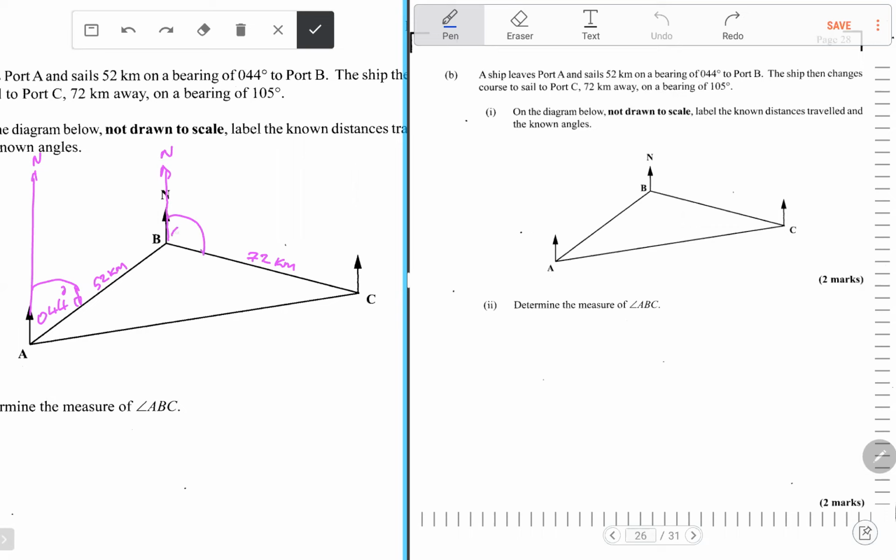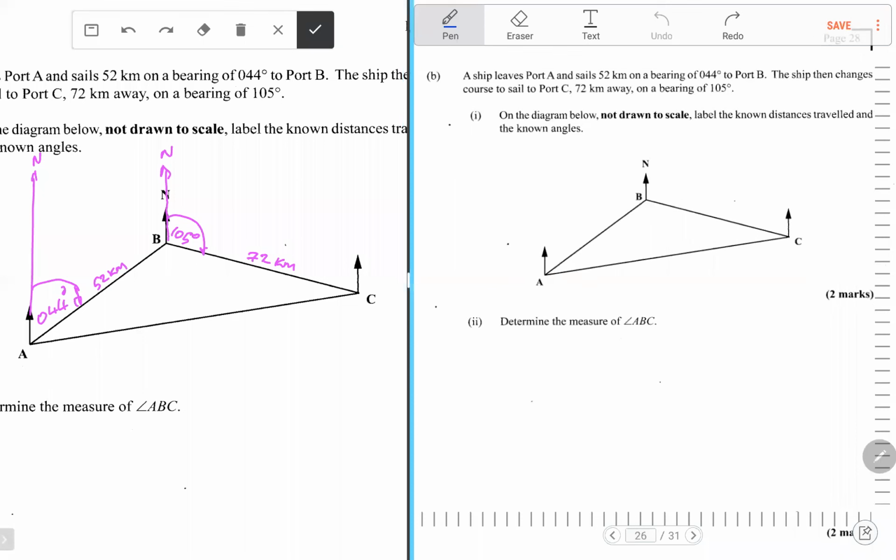So that's 105 degrees, turn to the right. So that is the bearing angle from B to C. It says on the diagram, draw the scale, label the known distances traveled and the known angles. So basically, I've done it over here. So this is what I put on the diagram over this side, is what we go on this diagram here.